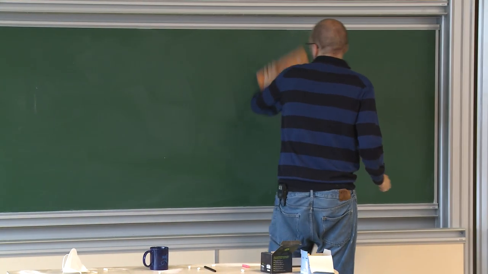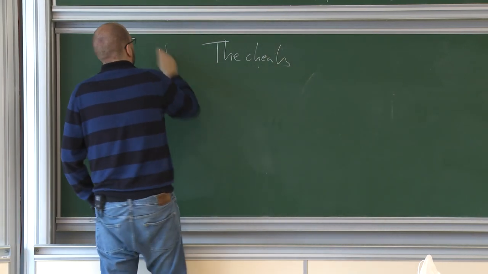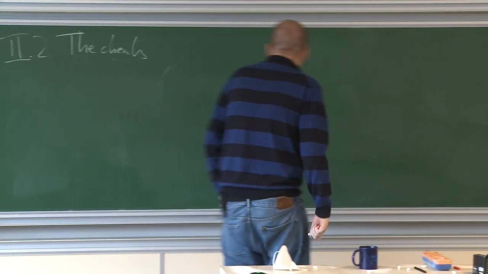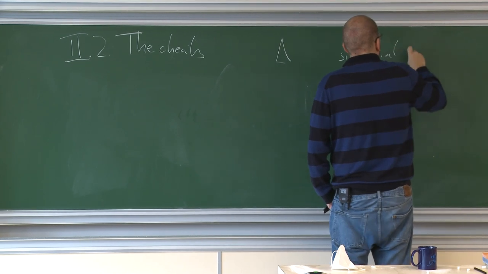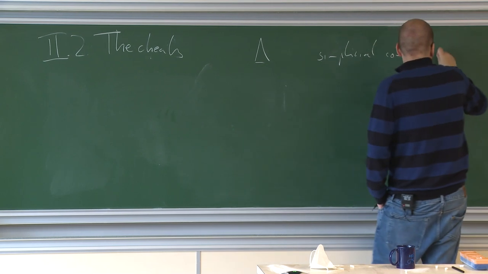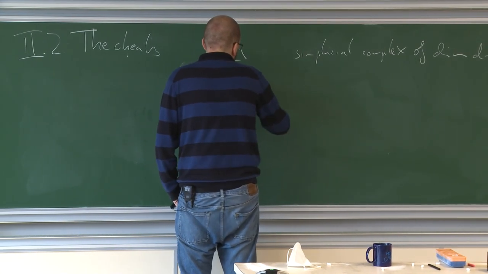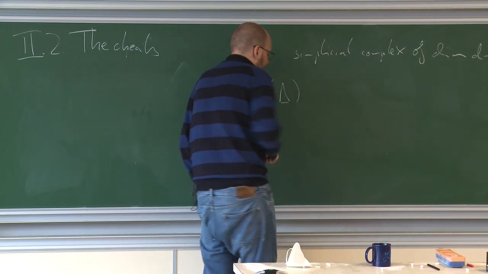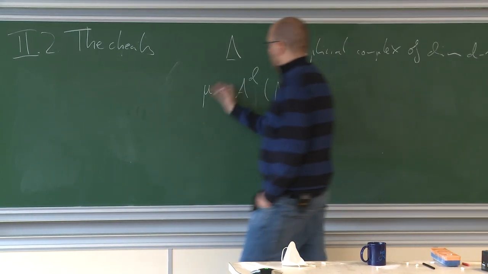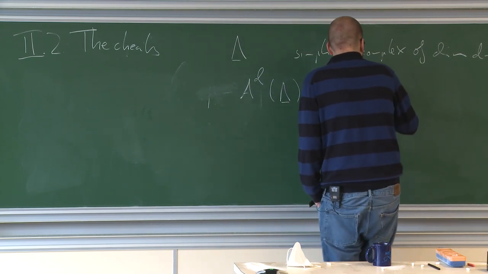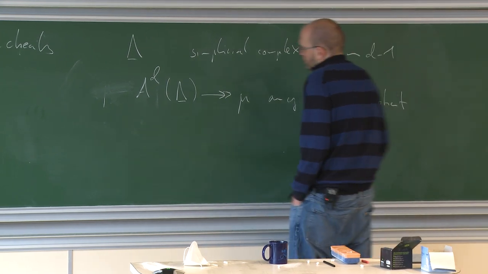So. Now to the cheats. Let's say I take any simplicial complex delta of dimension d minus 1, and then I take mu in the degree d component of delta. I want to actually take this as a quotient somehow to mu, any one-dimensional quotient. So it's a one-dimensional quotient.